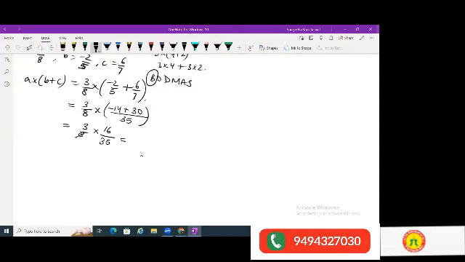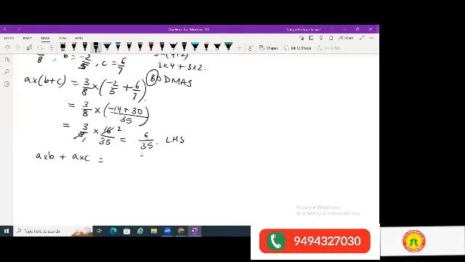Okay, what do you get here? 8 and 16 cancels. You get 6 by 33. Right? So this was your left hand side. So what do we do in our right hand side? We have A into B plus A into C.